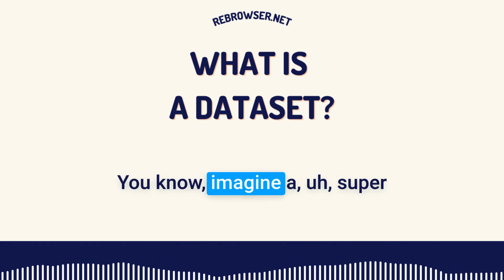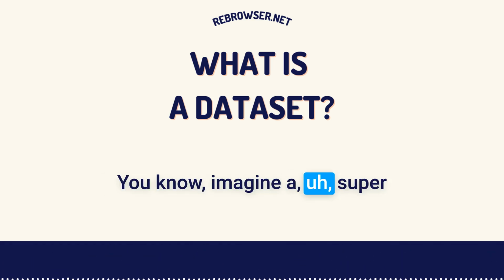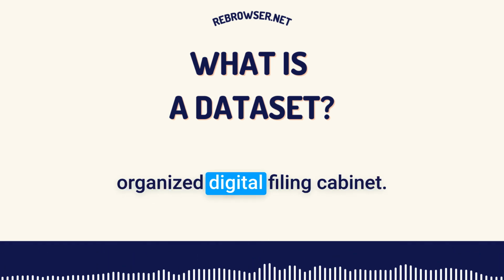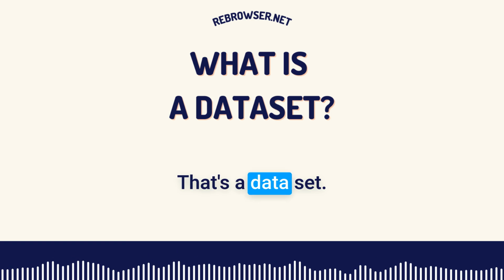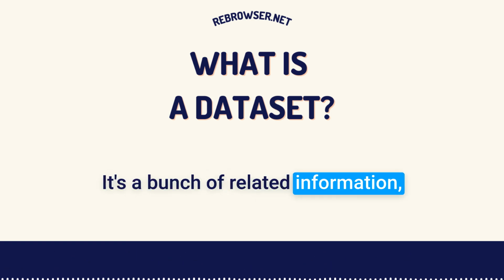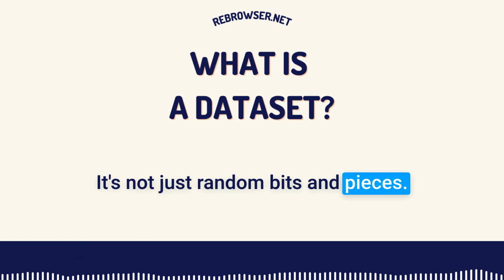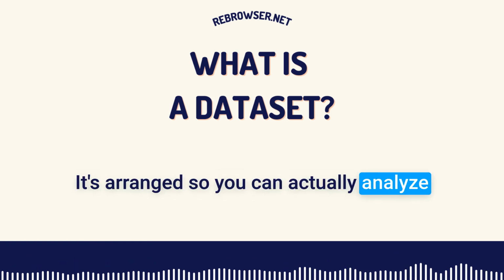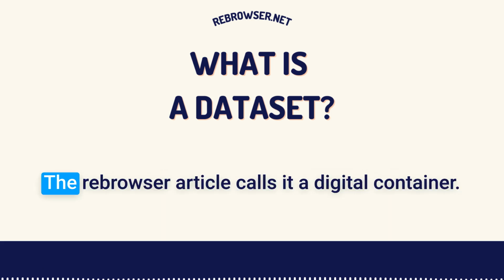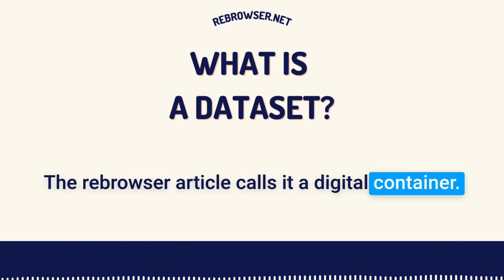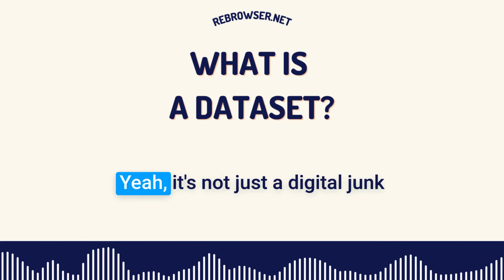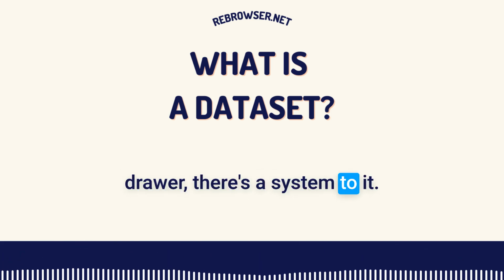Straight up. Imagine a super organized digital filing cabinet. That's a data set. It's a bunch of related information, but the key is it's structured. It's not just random bits and pieces. It's arranged so you can actually analyze it and make sense of it. The Rebrowser article calls it a digital container. I like that analogy. Yeah, it's not just a digital junk drawer. There's a system to it.